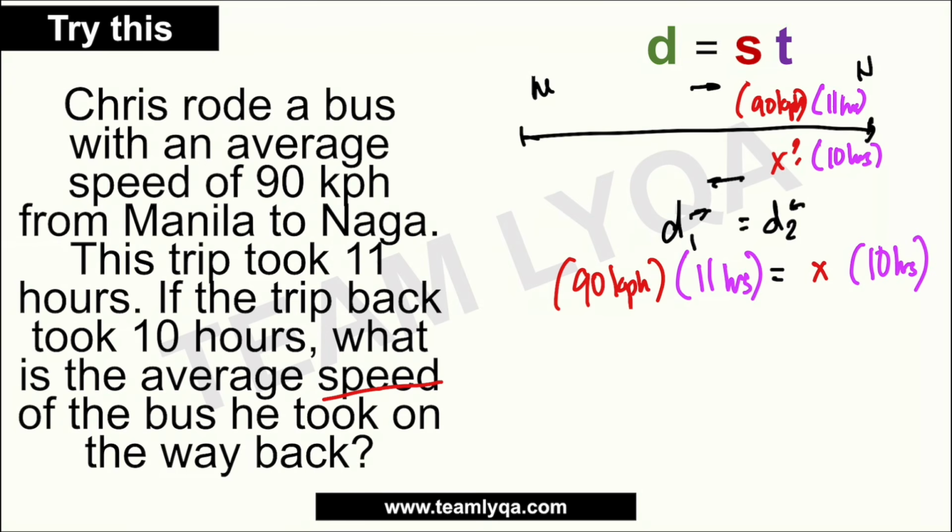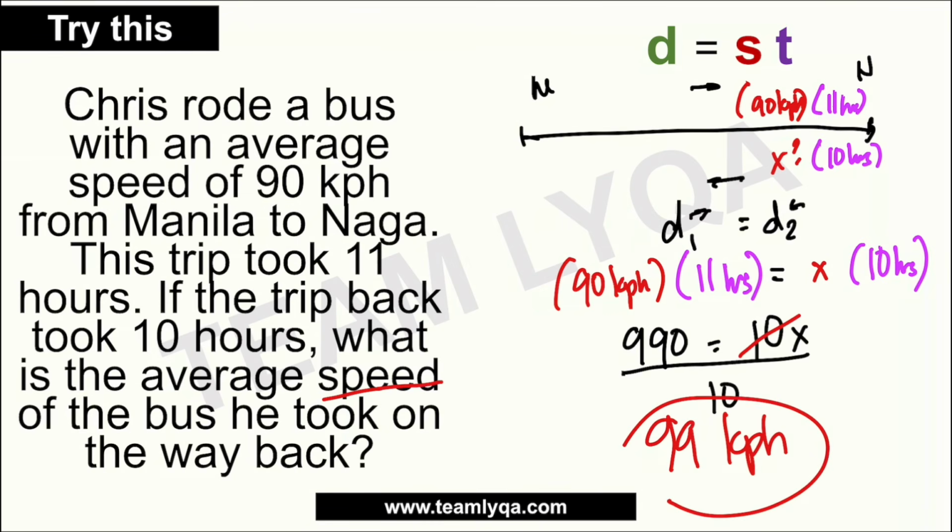90 times 11, that is 990 is equal to 10x. Divide both sides by 10 para makancel natin yung 10 dito sa right side. 990 divided by 10 is 99. So, the answer is 99 kilometers per hour. Okay? I hope you got that right.